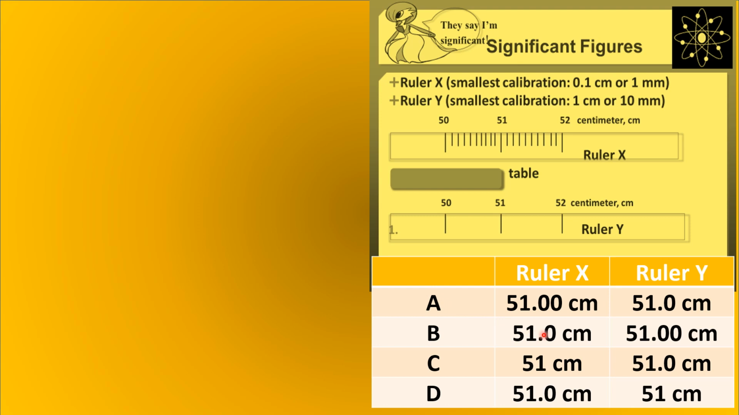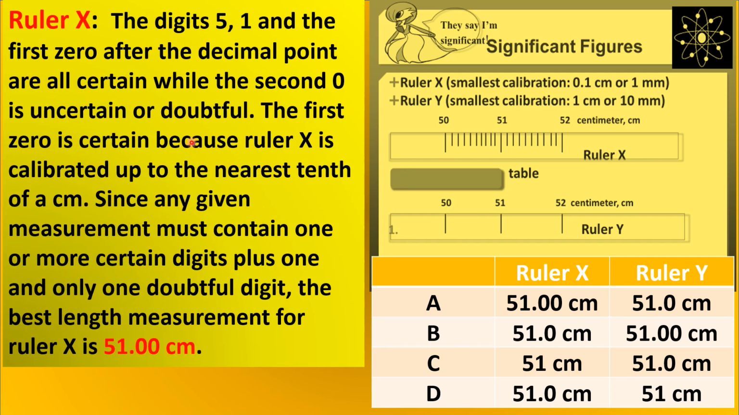each of the given rulers. Ruler X, for example, has the smallest calibration of 0.1 centimeter, or exactly 1 millimeter. That's the smallest calibration that we can see here.